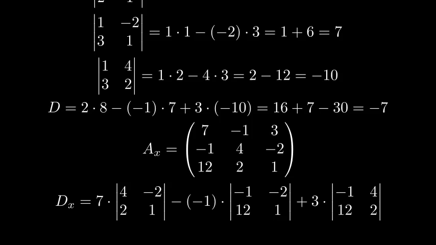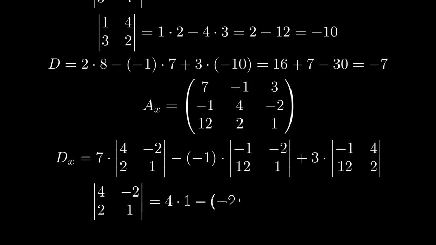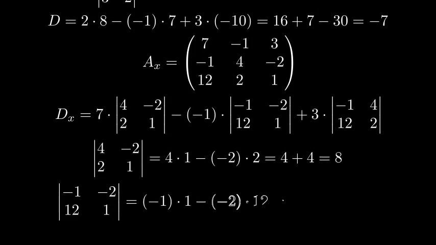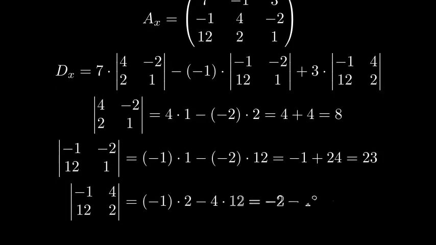Calculating each of the submatrices, the first submatrix gives us 4 times 1 minus negative 2 times 2, which equals 4 plus 4, which is 8. The second submatrix gives us negative 1 times 1 minus negative 2 times 12, which equals negative 1 plus 24, which is 23. The third submatrix gives us negative 1 times 2 minus 4 times 12, which equals negative 2 minus 48, which is negative 50.